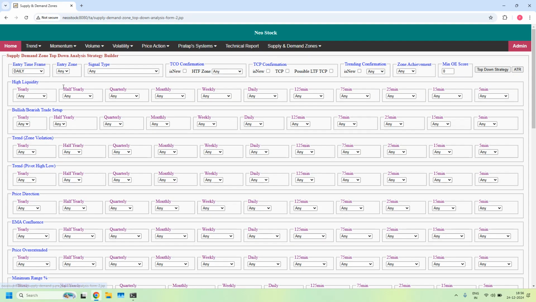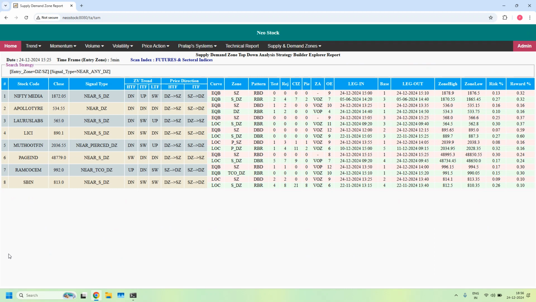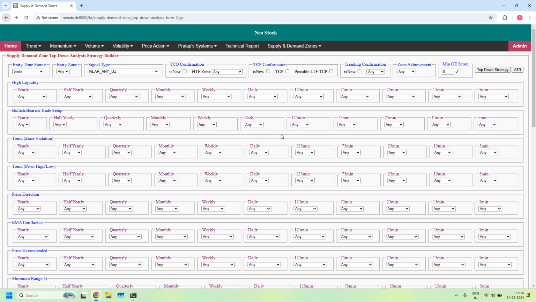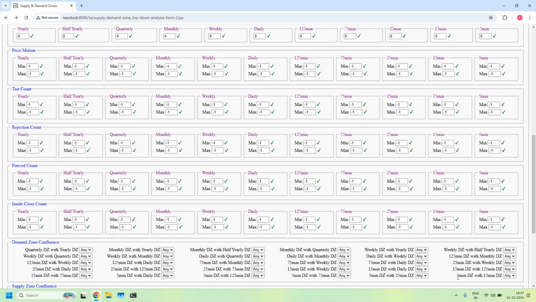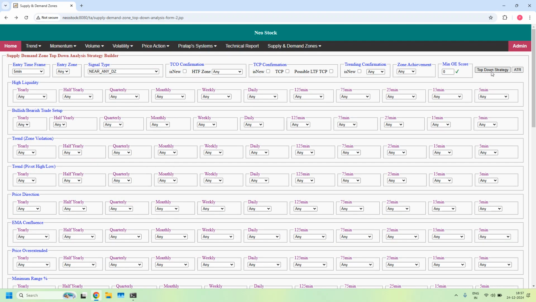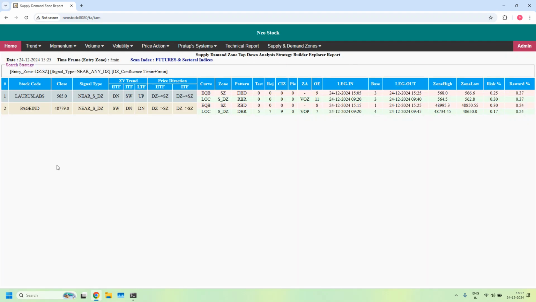Okay, next time frame is the 5 minutes. Stocks near 5 minutes demand zone. 8 stocks are filtered. Let's verify how many of these demand zones are having ITF demand zone confluence. That is 5 minutes demand zone with 15 minutes demand zone confluence. I'm enabling the filter. With this filter, we got 2 stocks. And these two 5 minutes demand zones are part of the 15 minutes demand zone.